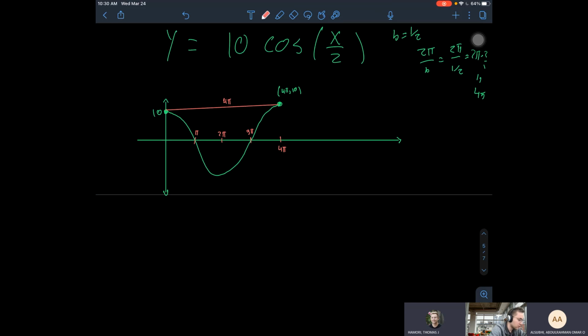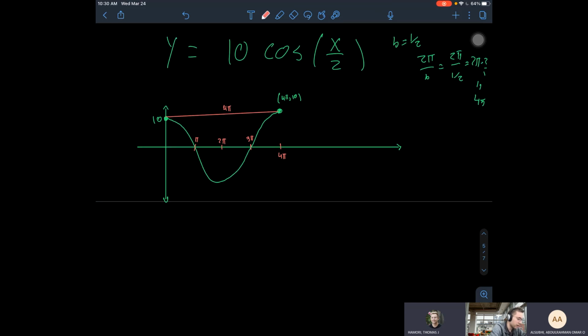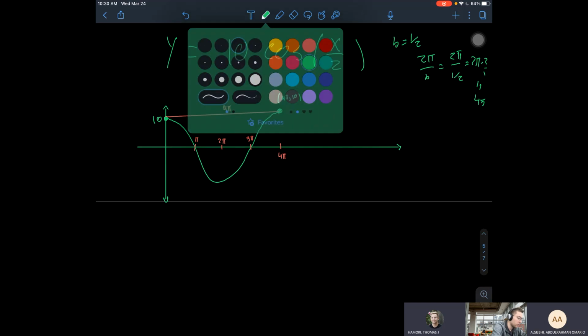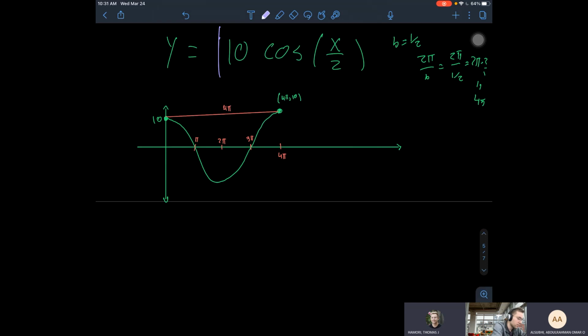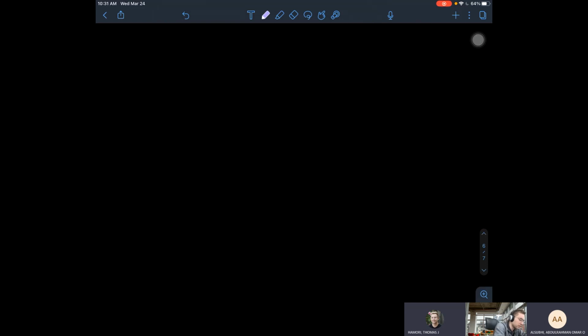Okay? So then, this is what the graph of 10 cosine of x over 2 should look like. If we want to know what the absolute value of this looks like, well, let me ask you, what does the absolute value do to the number a? It's equal to a if a is already positive. Okay, and what if a is negative?